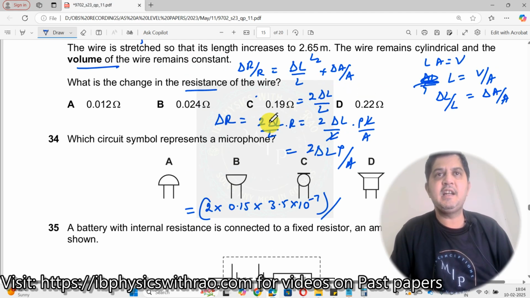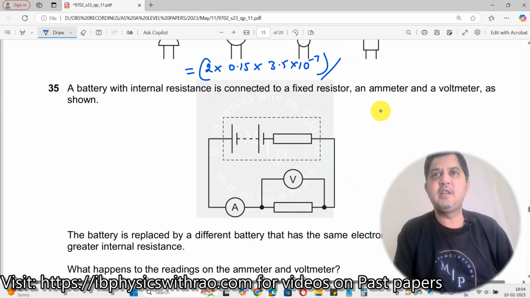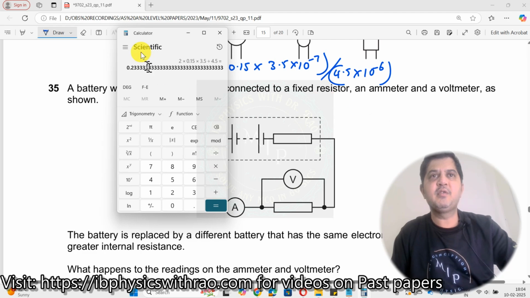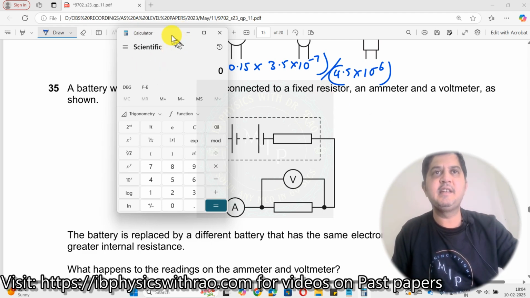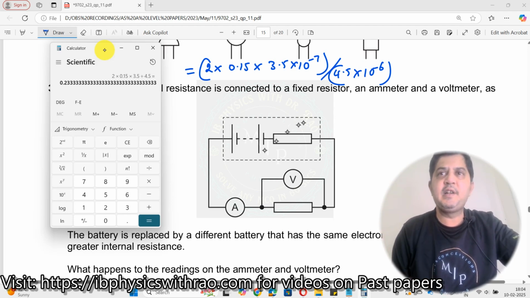What's the value of area? The value of area is 4.5 into 10 to the power minus 6. Substitute that value also. So let me use my calculator to find out what those values are. This should be 2 into 0.15 multiplied by 3.5 divided by 4.5. I get the answer 0.233.